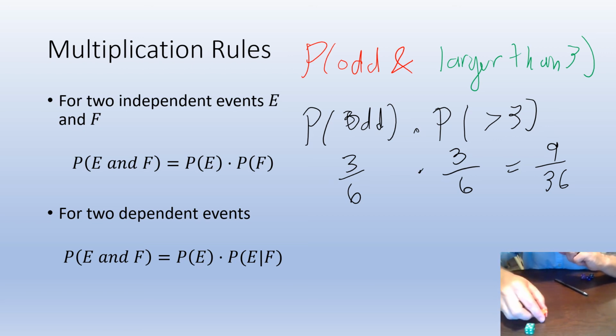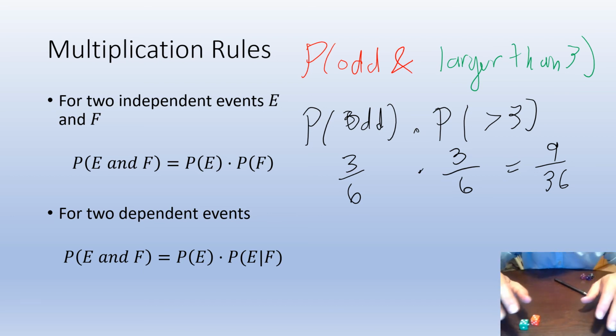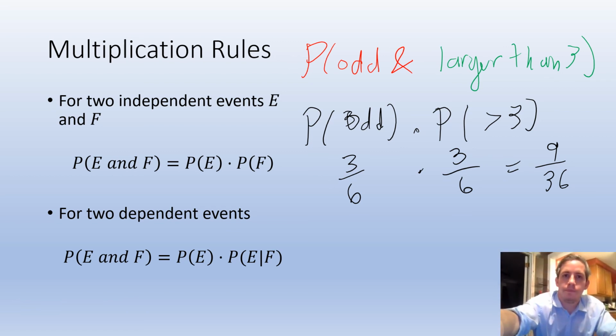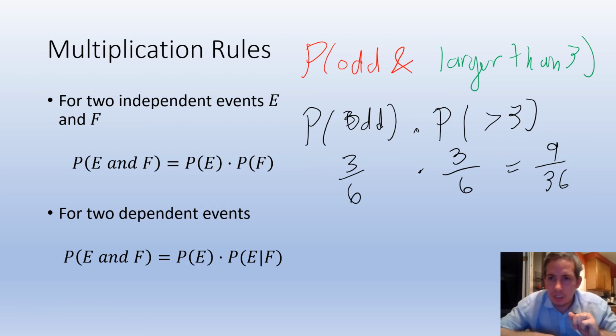Even on the red, didn't work out. Odd on the red, larger than 3 on the green. Right, so I'm multiplying those two probabilities because in order for it to work out, both the red has to satisfy it and the green has to satisfy it. And these are independent events. The second one is two dependent events.